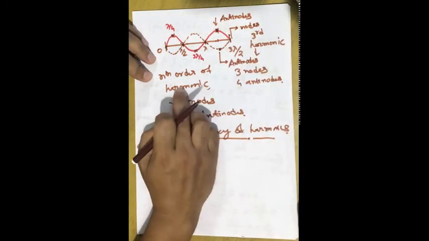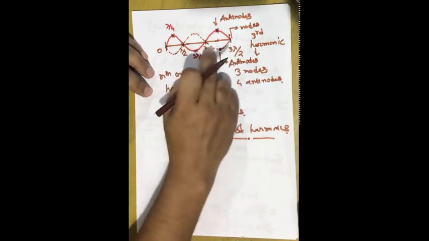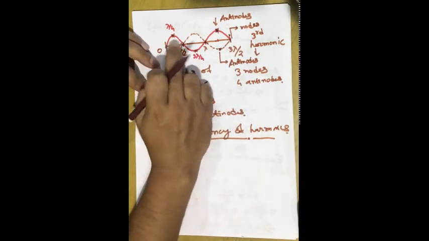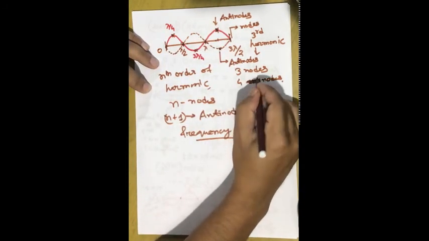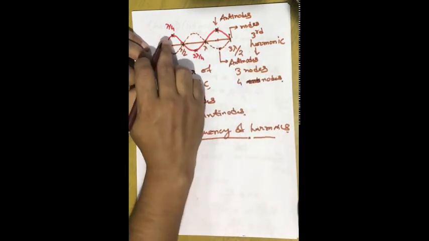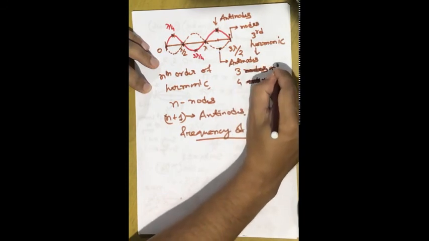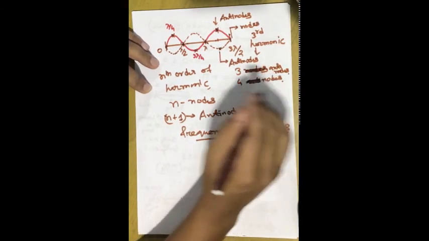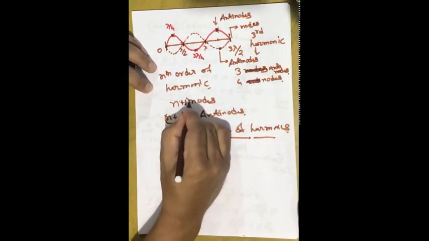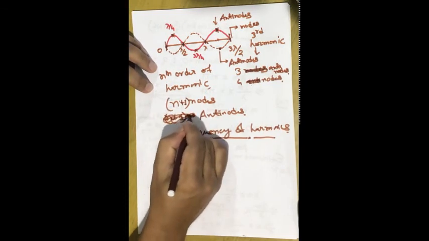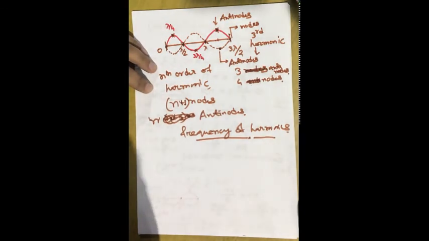Okay, so for this kind of third harmonic generation, as you can see, how many nodes will be there? 1, 2, 3, 4. So these 4 should be nodes, and how many antinodes should be there? There should be 1, 2, 3. 3 antinodes should be there. So this is not a node, this is an antinode. Okay, so for nth harmonic generation, there will be n plus 1 nodes and n antinodes. Okay, n antinodes.